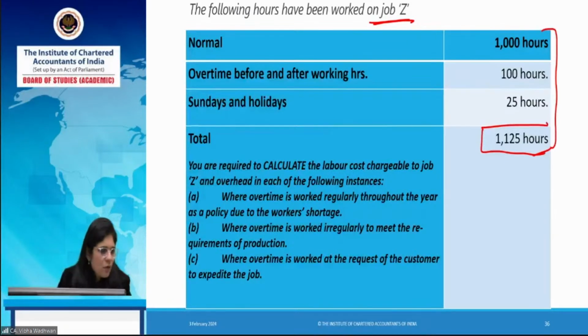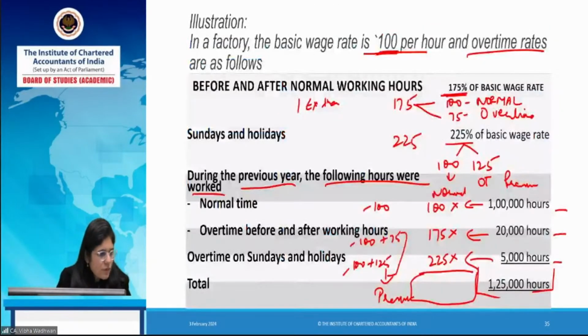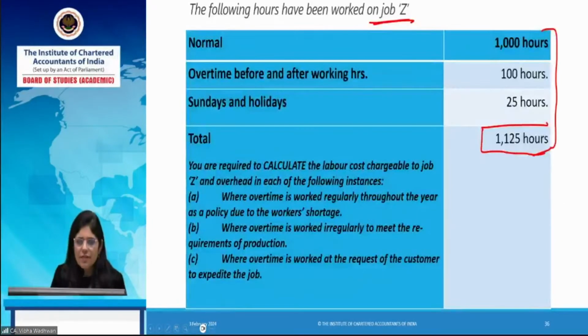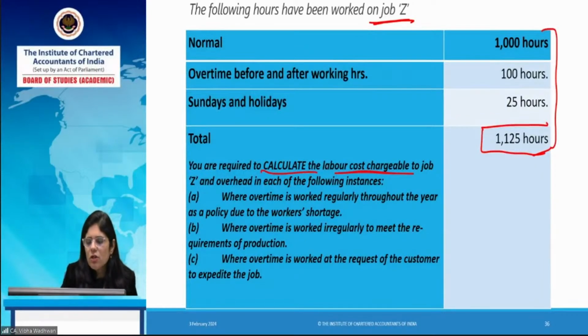All right. Okay, I've got the total. Somebody has got the total 1 crore. Okay. So it's 1 crore 46 lakh 25,000 is the total labor cost that is coming to the organization. If we take the rates which are given, we don't know what to do about these rates, but we have calculated a fundamental thing. So it will be used somewhere. Let us see. Now you are required to calculate the labor cost chargeable to job Z, of course, and overhead in each of the following instances.